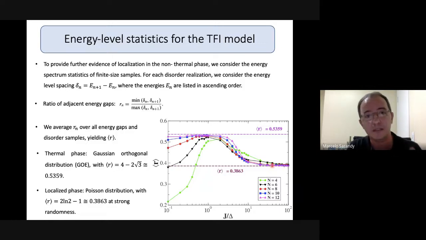So this is another evidence that we have a localization transition in the transverse field Ising model defined over a chimera graph. Okay. From this method, I can't compute the critical point, at least not in a trustable way, but we can compute the critical point by using the variance, as I showed before. Okay.